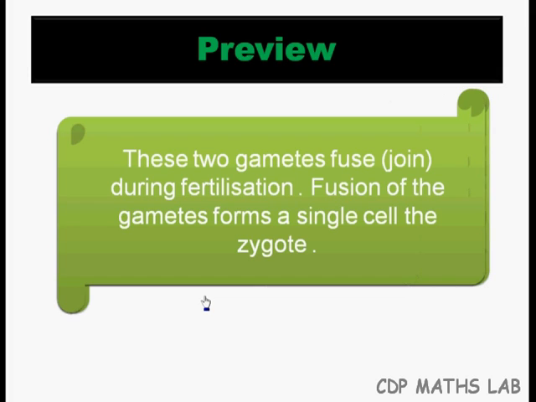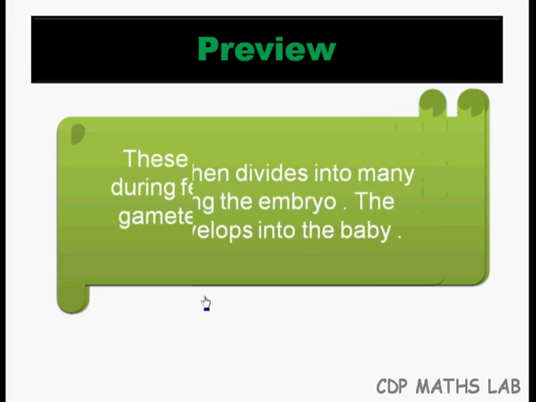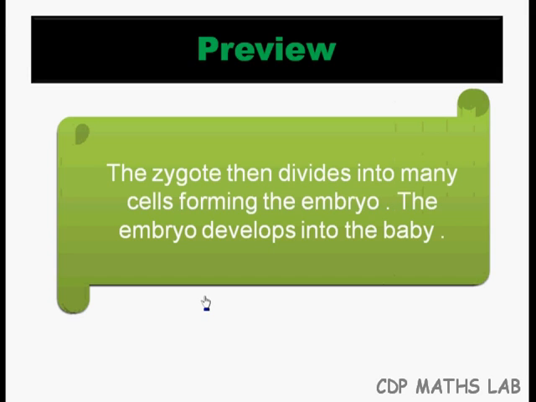These two gametes fuse or join during fertilization, and later in the lesson we'll be looking more at fertilization. Fusion of the gametes forms a single cell called the zygote. The zygote then divides into many cells forming the embryo. The embryo develops into the baby.